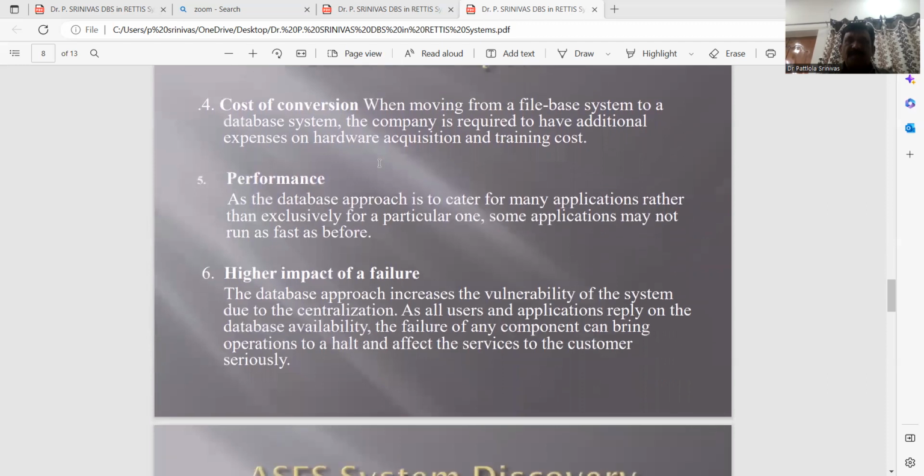And one more drawback is the cost of conversion. Whenever moving from a file-based system to a database system, companies are required to have additional expense on hardware acquisition as well as training cost. One more drawback is performance. As the database approach is to create many applications rather than one exclusive to a particular one, some applications may not run fast, or they may run slowly. Sometimes it is because of the server.